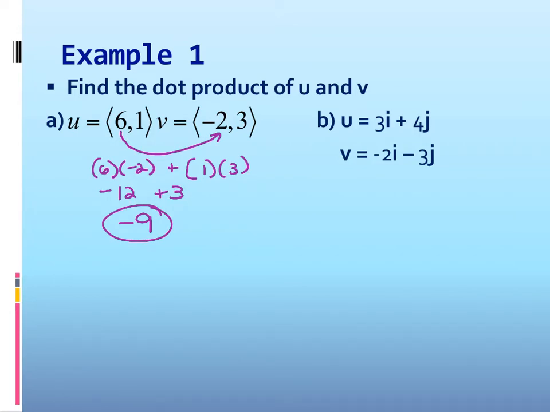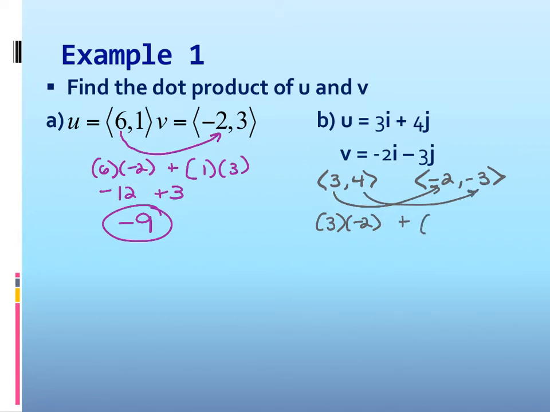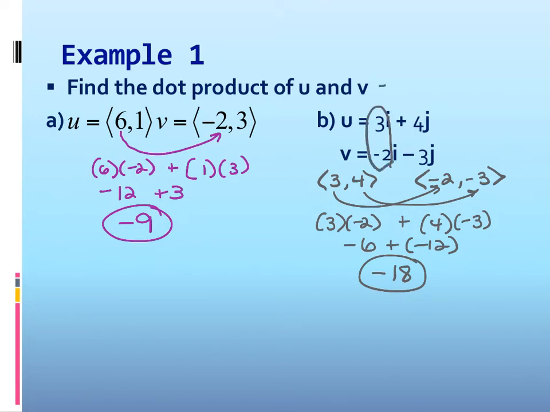For B, it's in IJ format, so it might be easier to write it in component form. First times first, 3 times negative 2, plus second times second, 4 times negative 3. And I get negative 6 plus a negative 12, or negative 18. You can also do first times first plus second times second, leaving it in IJ format, and you get the same answer.